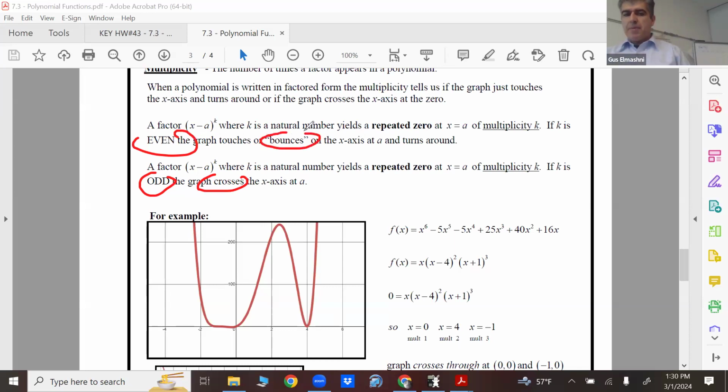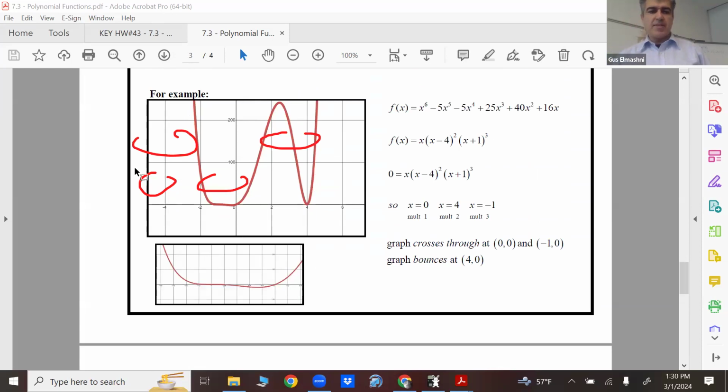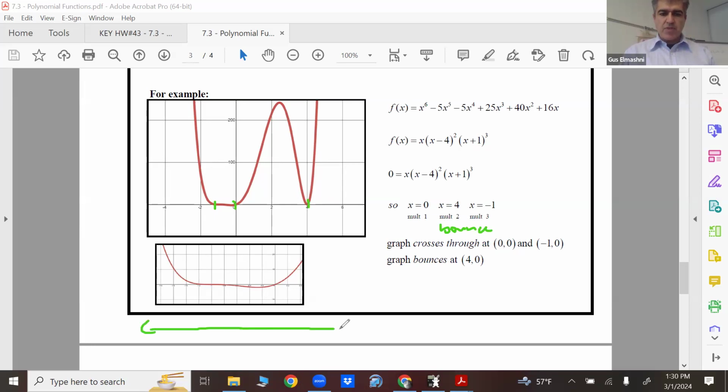The real reason why that happens, which I don't know if it's discussed here, but should be discussed. Yeah, it's kind of unfortunate. That's a missed opportunity. Let me discuss this with you guys. The real reason why that happens. Oh, cool. Ready? There's something called a sign chart. So here's -1, here's 0, here's 4. So we definitely have a bounce at 4. And we have a cross. So if you were to do what we call a sign chart.